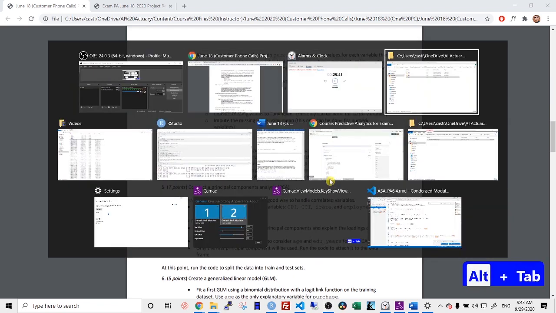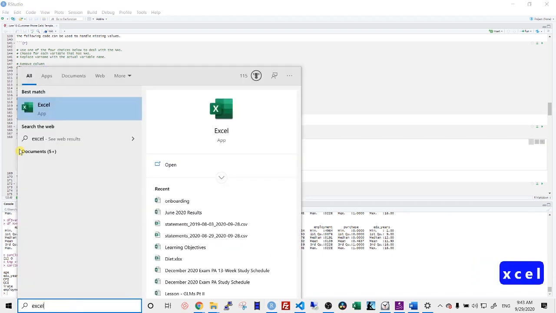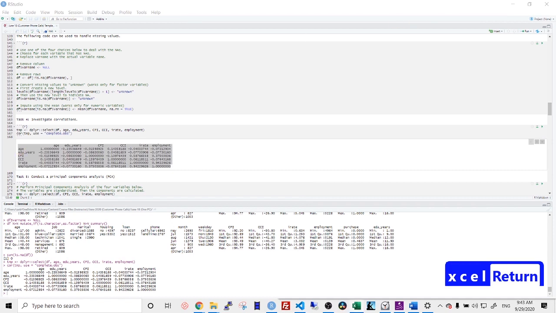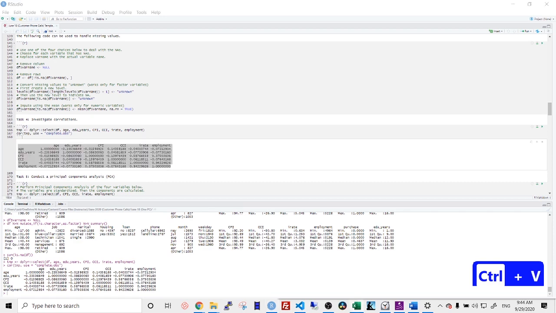Let's look at the correlation matrix. This is showing each of the numeric variables in our data set. So to make this a little bit easier to read, let's just put this into Excel. On the real exam, you shouldn't do this. On the real exam, you should just use the result in RStudio. But for illustration purposes, it may be helpful to see.